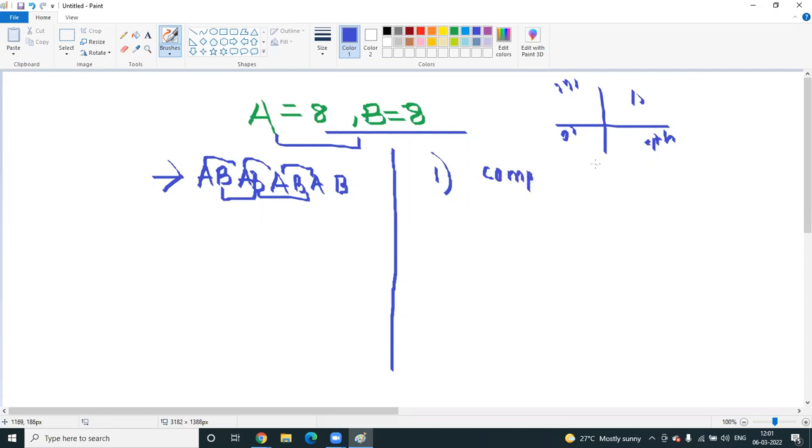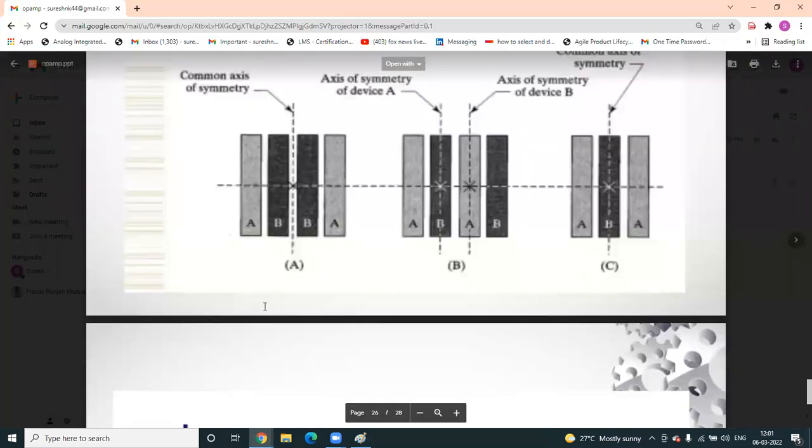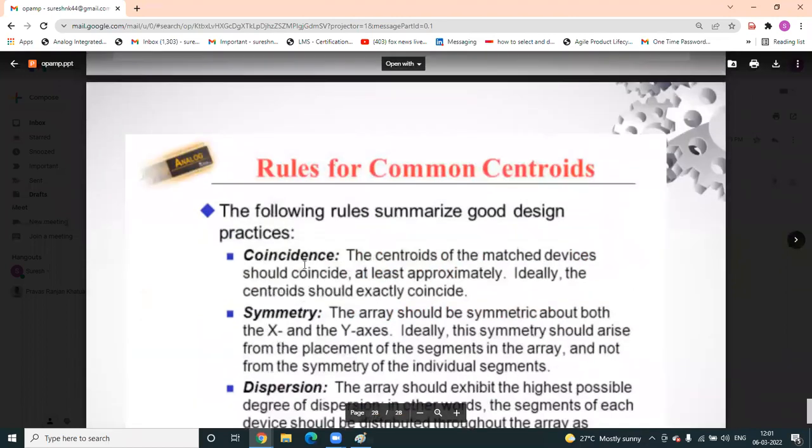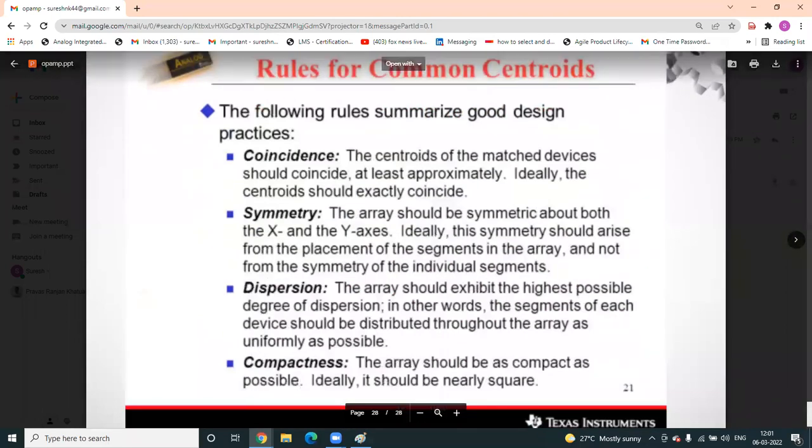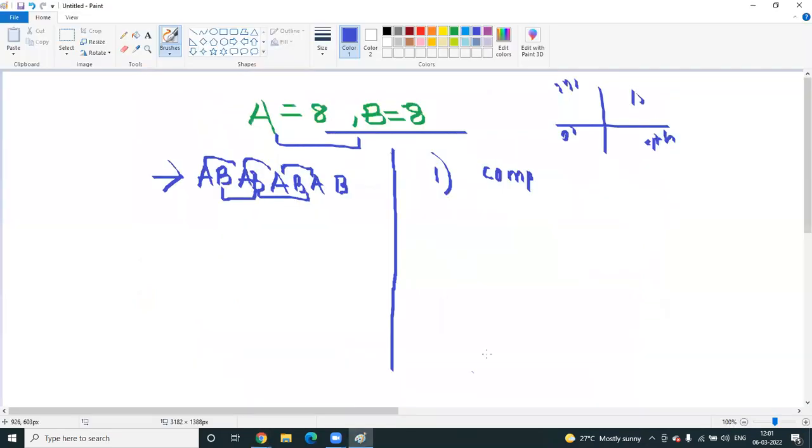The second point is compactness. Compactness means it should be a rectangular or square shape. All four points I have in this PPT: coincident, symmetric, dispersion, and compactness. Dispersion means you have to arrange as perfectly as possible. I'll give you an example so you will understand better. Which one is better dispersed? From this example, you will find.